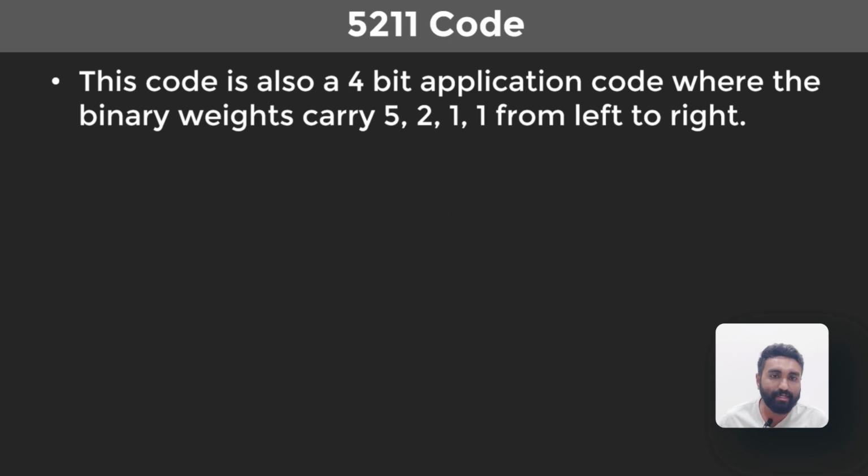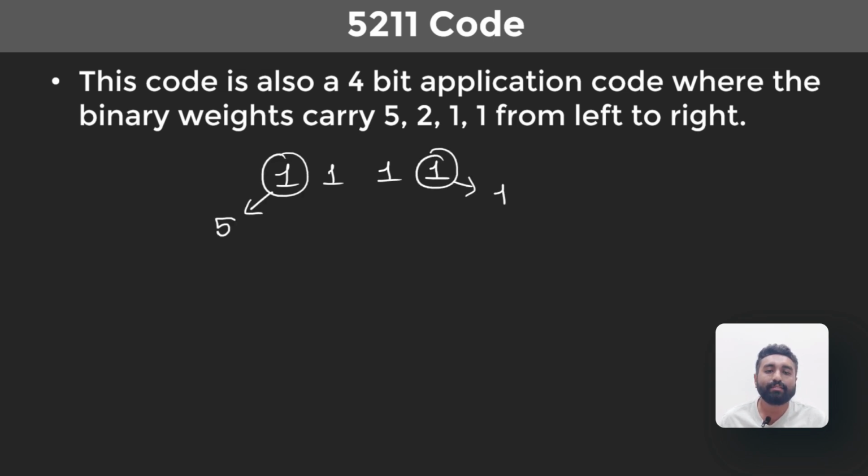Next example, we can take 5211. In 5211, if I am writing these 4 digits, the MSB will hold the weight 5, the LSB will hold the weight 1, this bit is going to hold the weight 2, and this bit is going to hold the weight 1, right? So let's take a few examples. Let's say we want to create 6. For 6, we can add this 5 and this 1, that is going to give us 6. So our code is going to be 1010.